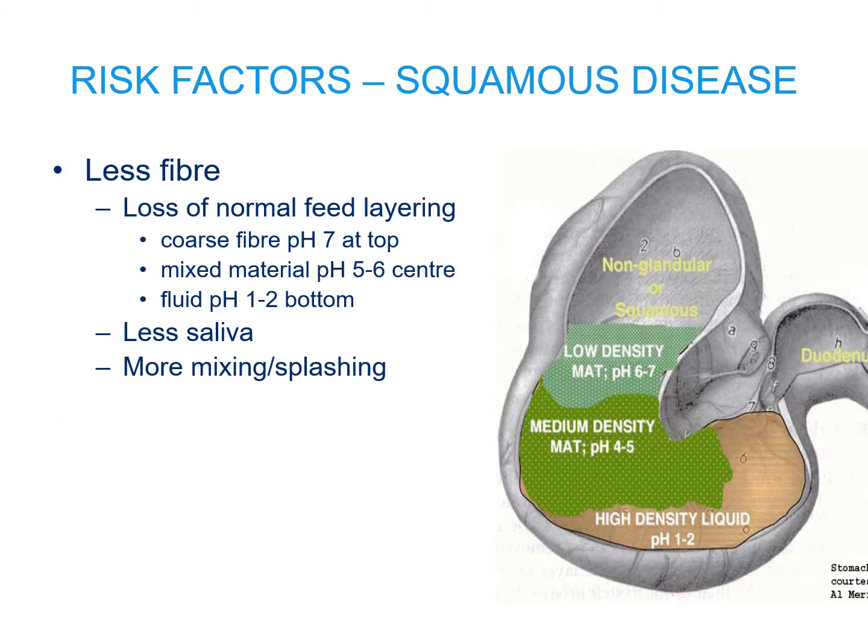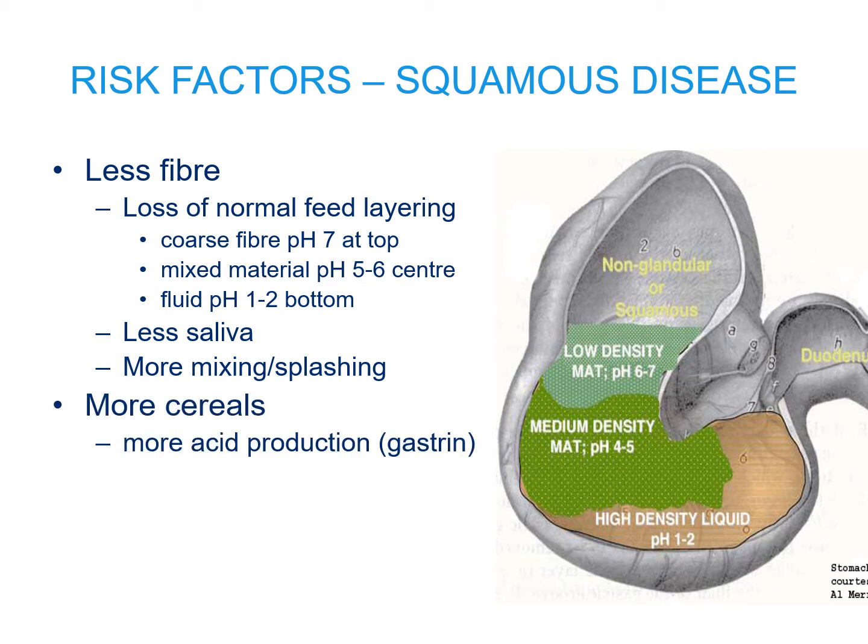Why is that? Well, if we look at the risk factors for squamous disease, horses are more likely to get disease if they're fed less fibre, and that's because fibre normally produces layers within the stomach which protects the top squamous portion of the stomach. If we don't have those fibrous layers, then we get more mixing of the gastric contents and more highly acidic contents rising up higher in the stomach. If we feed less fibre, we also get less saliva, and saliva is a natural buffer for the acid in the stomach. And if horses are exercising and there's not enough fibre in the stomach, we also get more mixing and splashing of the acid higher up in the stomach, which causes damage.